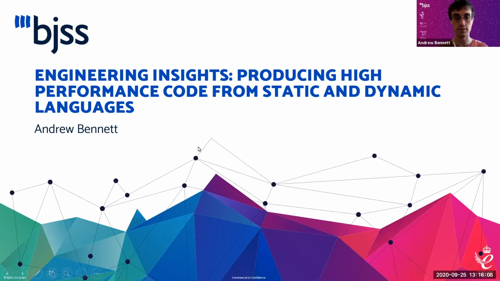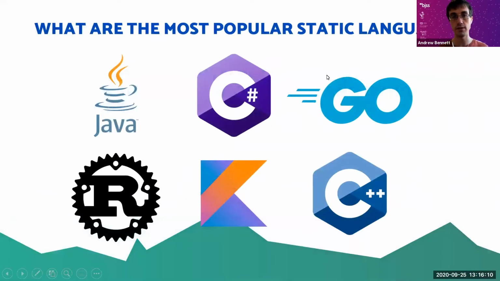So let's start. First question I think we should cover here: what are the most popular static languages that we currently use today? So obviously there's things like Java, C#, and Go. And there's the Java JVM variants like Kotlin. We've also got things like Rust. The talk today mainly is going to focus on Java, C# and Go, but the techniques we're going to show will also apply to toolchains for Rust, Kotlin, and C++.